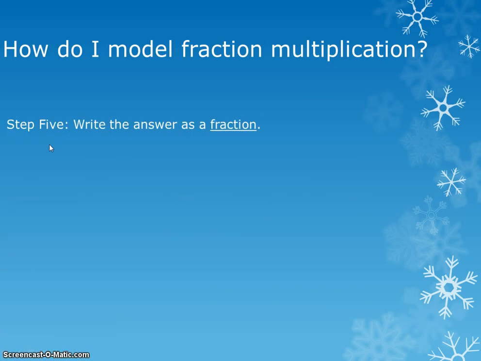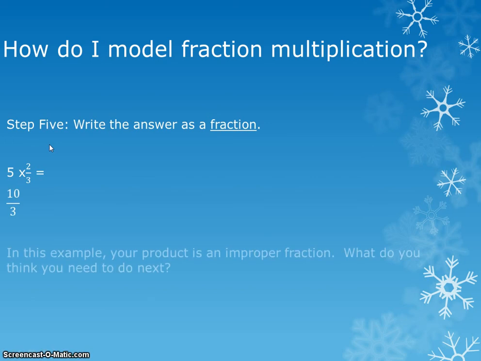In step 5, you finally are answering as a fraction. When we have 5 times 2/3, you remember that your total shaded parts was 10 and that your denominator remains the same. Therefore, our final product is 10/3. In this example, your product is an improper fraction.